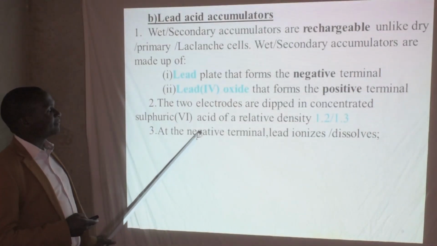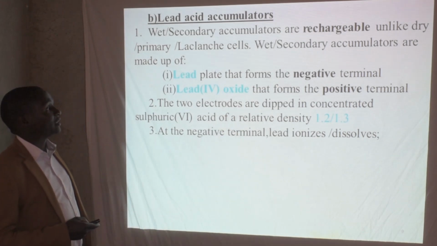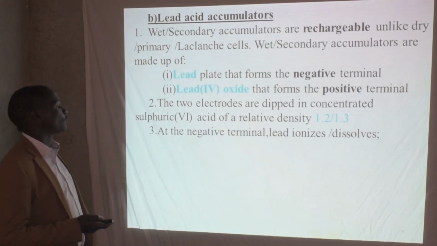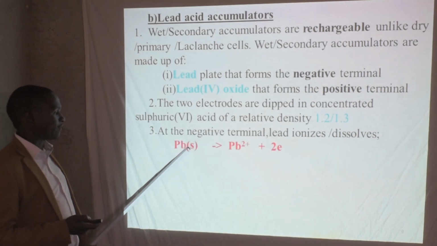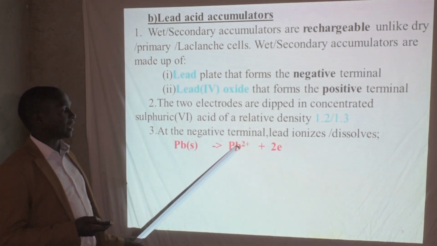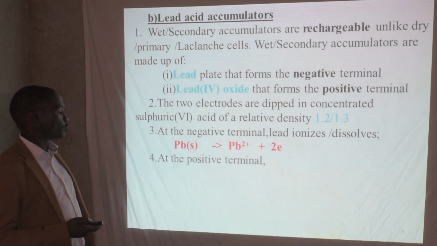Now, at the negative terminal, lead dissolves. We have the negative terminal now, we have the lead. Lead now dissolves. When it dissolves, it gives 2 electrons in this equation. So we have lead dissolving to give 2 electrons and lead ions, lead 2 ions.